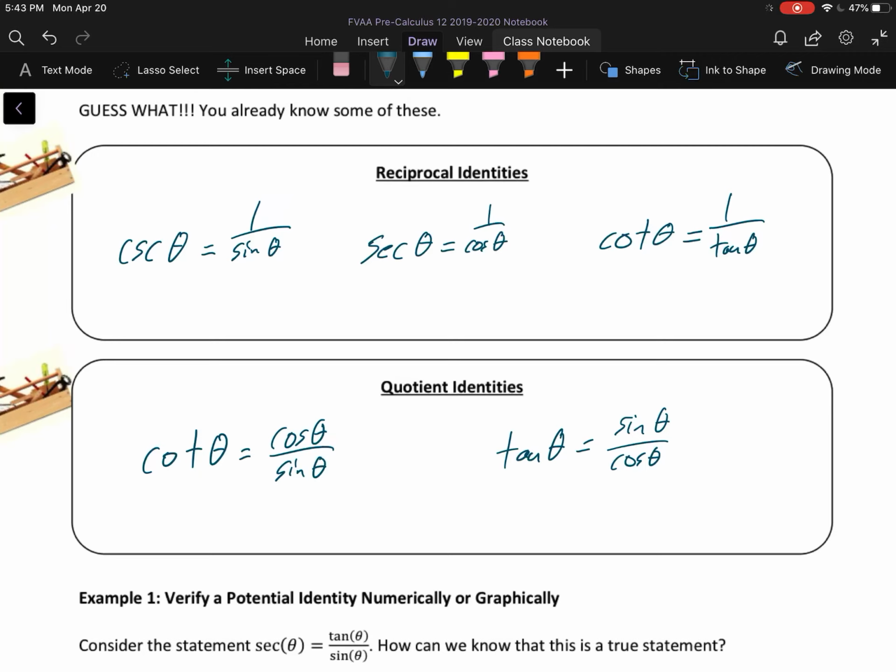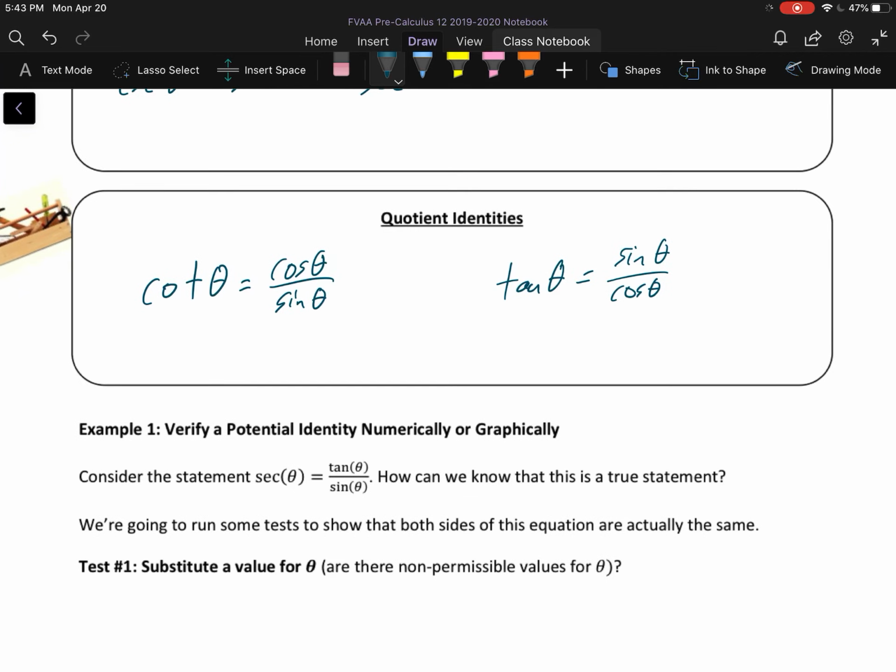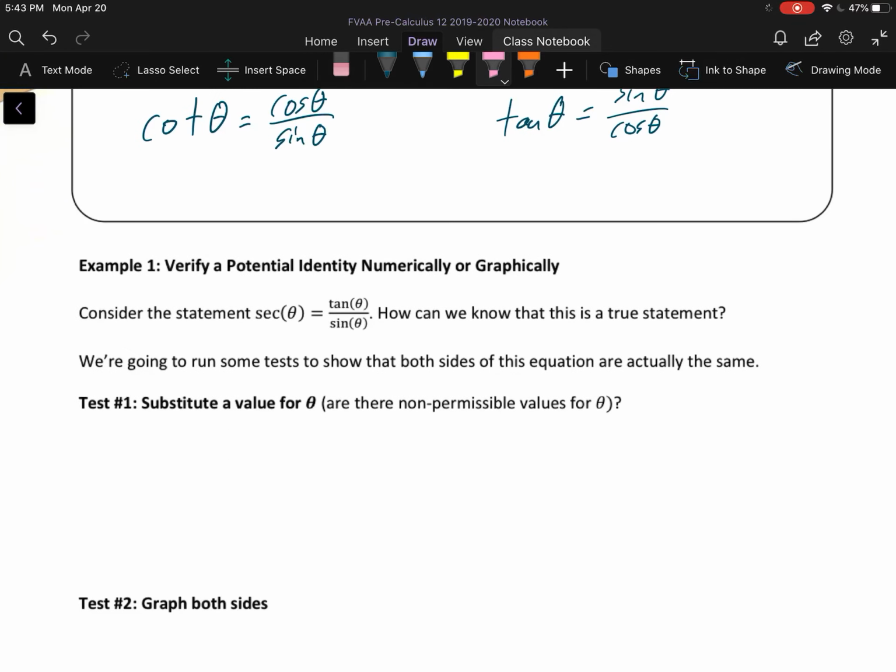First, we're going to verify a potential identity numerically and graphically. This is the identity we're going to start with: secant theta is equal to tan theta over sine theta. This statement is saying that secant theta is equal to tan theta over sine theta. Is that true or false? How can we know that this statement is true?